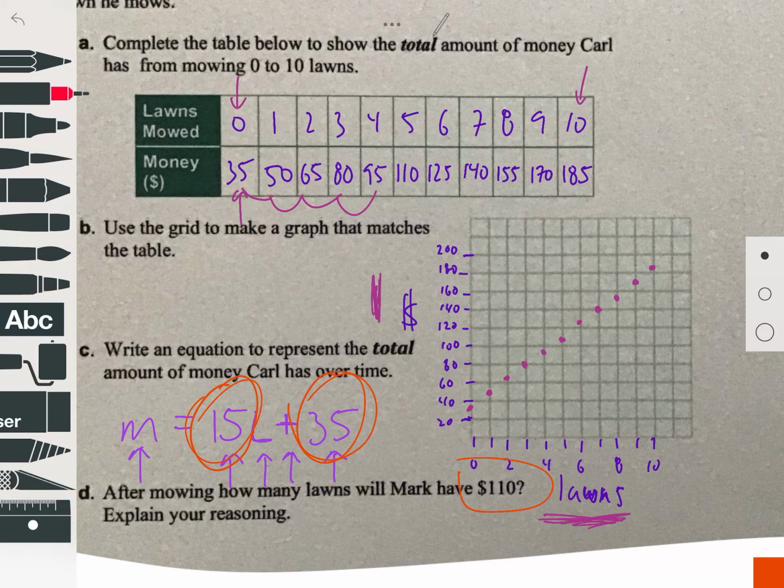And for the 110, I can look at a couple different things. I can look at my graph, so it looks like it happens right here. I can look at my table, or I can look at my equation and plug it in to find out that it really is going to take 5 lawns to get to my 110 mark.